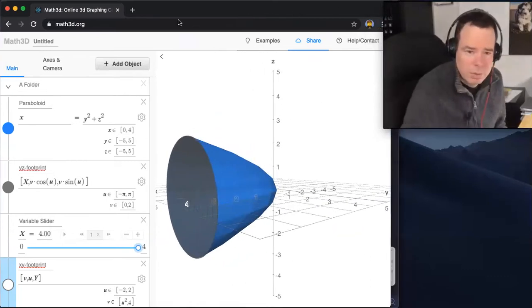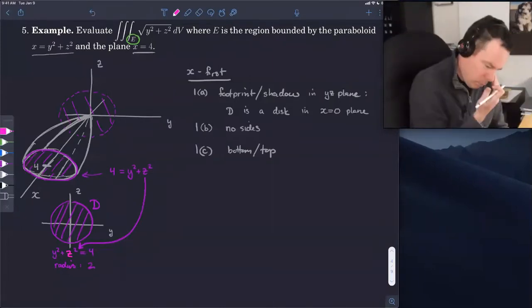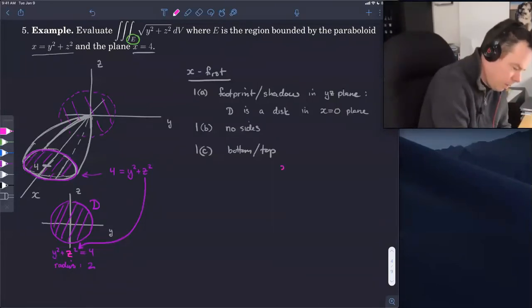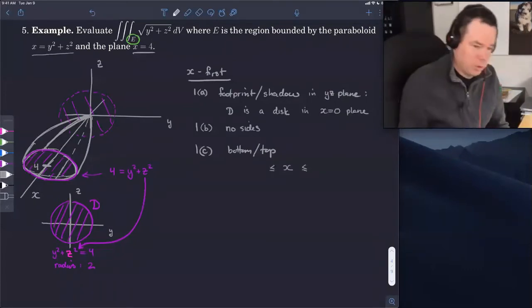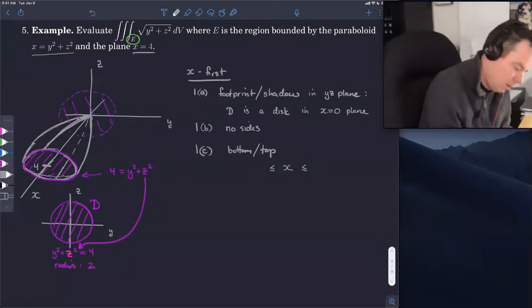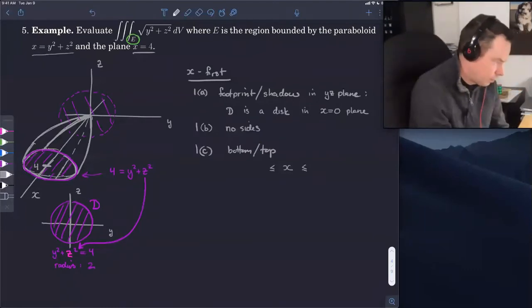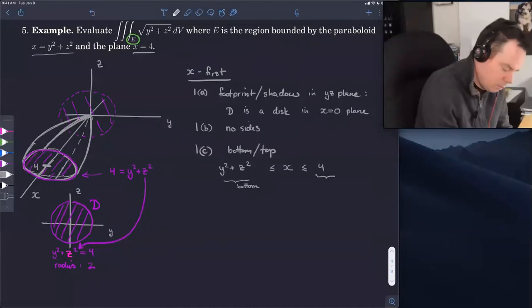So let's jot those things down. So we've got our top and bottom. What are those things? Well, the way I like to write them down is always as an inequality. So x, what's the smallest it is? What's the largest it is? So what are those x values in the region trapped between? They are trapped between the paraboloid, y squared plus z squared. In other words, that's the bottom, because those are the smaller values. And they are trapped above by 4. In other words, that's the top.